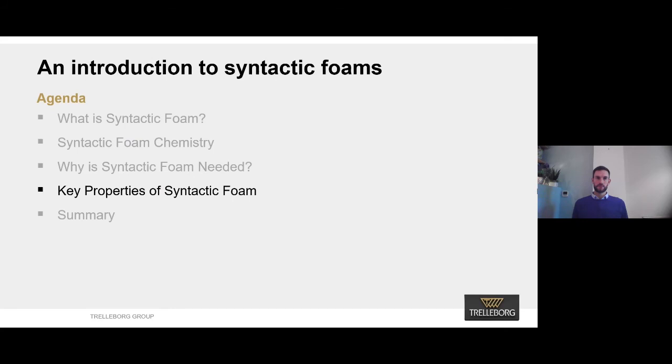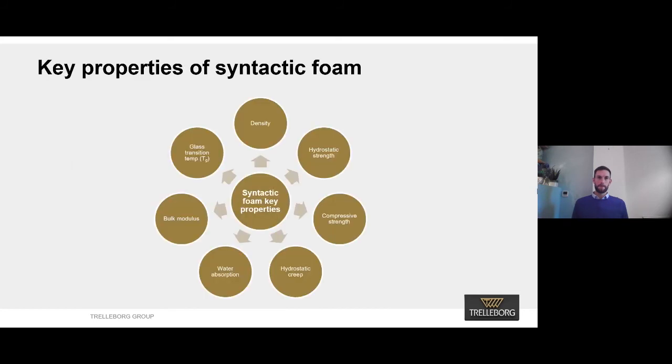So finally, we're going to talk about the key properties of syntactic foam. Syntactic foam displays many useful properties, and depending on the application, some are more key than others. For example, in thermal insulation applications, a lower thermal conductivity is the most important property. In a high temperature environment, things like the glass transition temperature and the thermal expansion coefficient are very important. However, in subsea applications, there are four key properties.